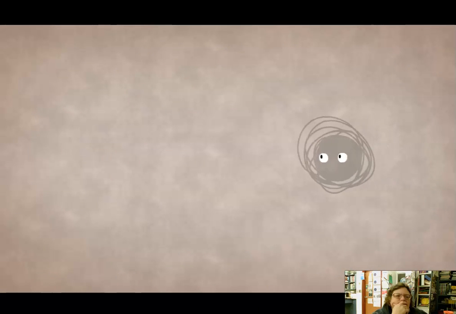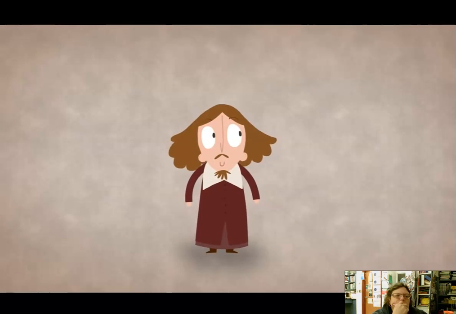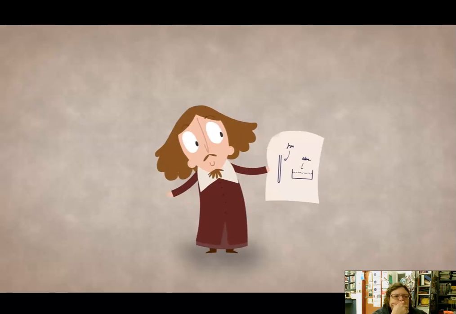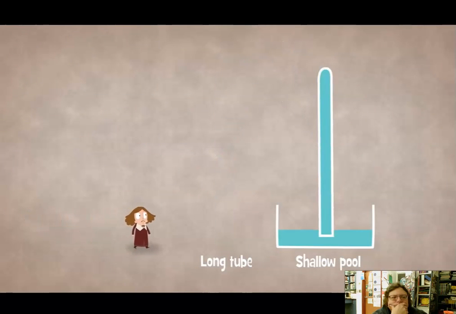However, the idea of a vacuum existing at all was still considered controversial, and the excitement over Galileo's unorthodox theory led Gasparo Berti to conduct a simple but brilliant experiment to demonstrate that it was possible. A long tube was filled with water and placed standing in a shallow pool with both ends plugged.